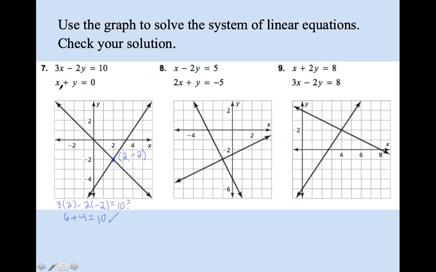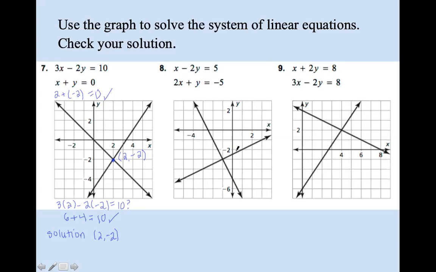Let's try the second one. We're replacing x with 2 and y with -2. And I can write that right here. Is 2 plus -2 equal to 0? Yes, 2 plus -2 is equal to 0. So use the graph to solve the system, check your solution. Our solution is, and we always write our solutions as an ordered pair, so the solution to this system of equations is in fact the point (2, -2). That's our solution.